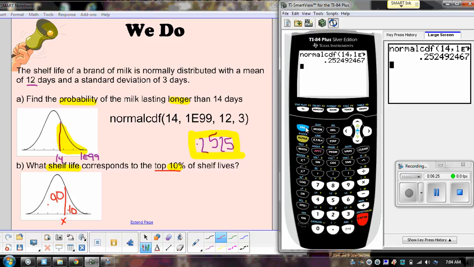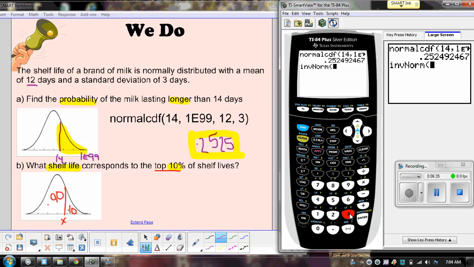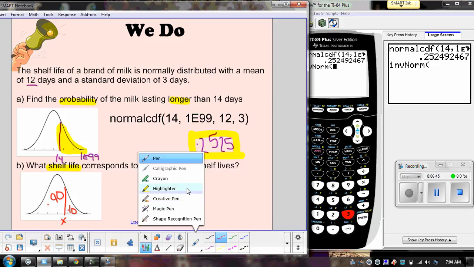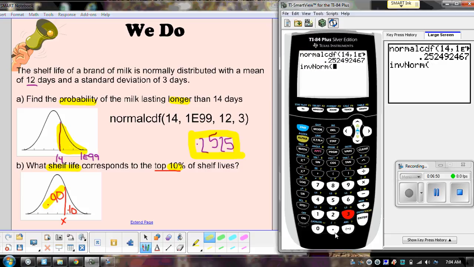So what I'm going to do for this command is press second vars. Same menu we were in before, but this time I'm going to choice 3, inverse norm. Inverse norm is for when we're going backwards, when we know the area or the percent and we're trying to find the actual observation. There are only 3 things to type in for this one. Always the area below, so it's really important that you make sure you're doing this 90% right here. You'll type that in as a decimal, so 0.9 or 0.90, it doesn't matter. Comma, the unique mean, which was 12. Comma, or arrow down, the unique standard deviation, which is 3.